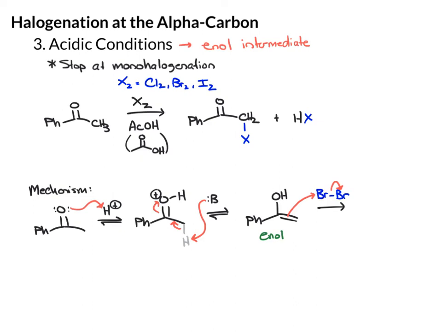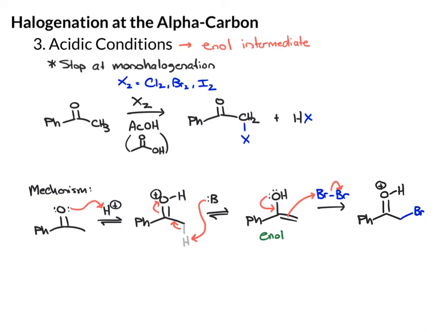I find it a little easier to go ahead and use the lone pair on the oxygen to assist us. So we'll push that down to form the pi bond, and then that pushes the pi bond over to grab the bromine. So then what we end up with is the brominated alpha position, and we get a protonated ketone.